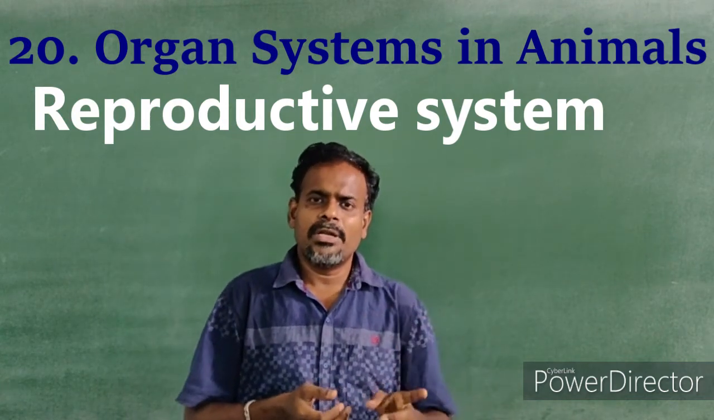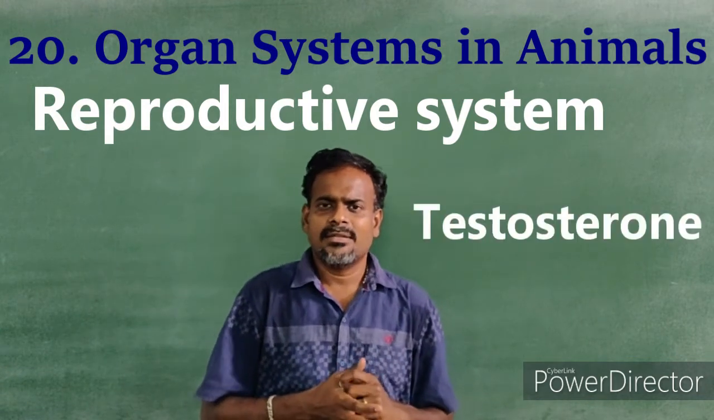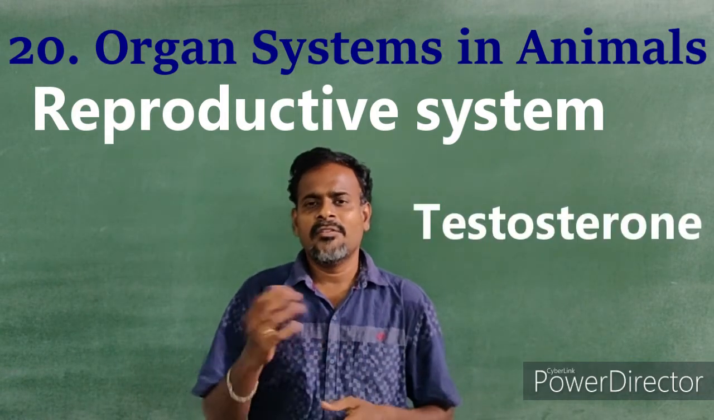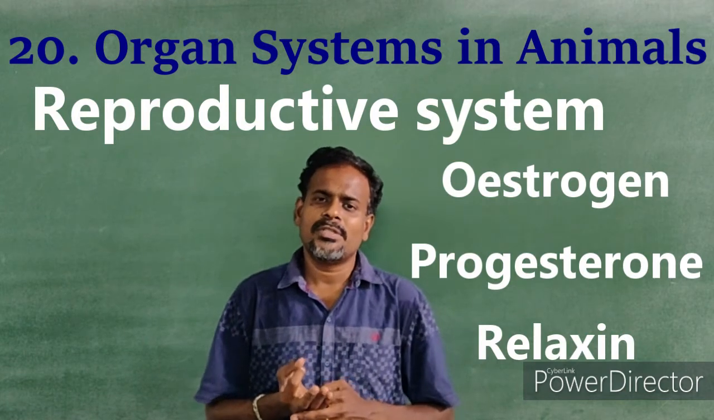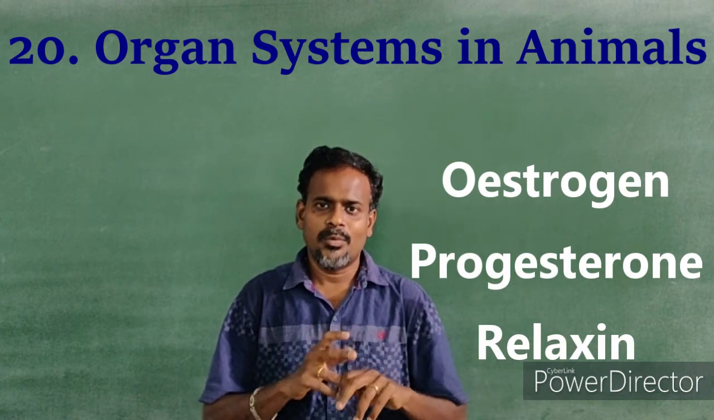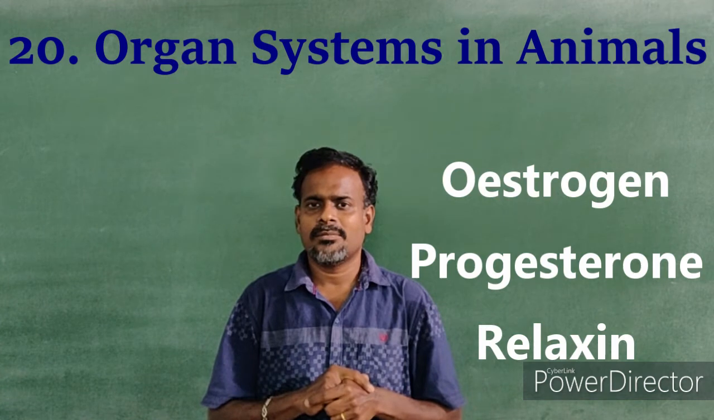The male reproductive hormone is testosterone, and in females, three hormones are produced, which includes estrogen, progesterone, and relaxin.